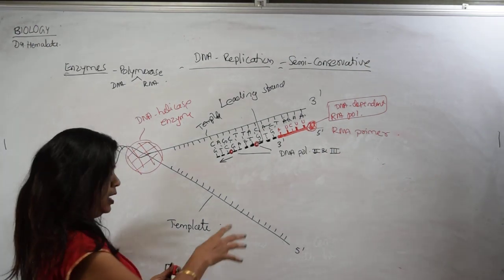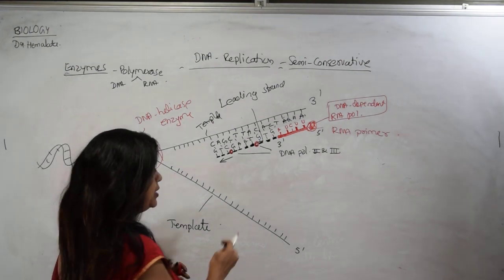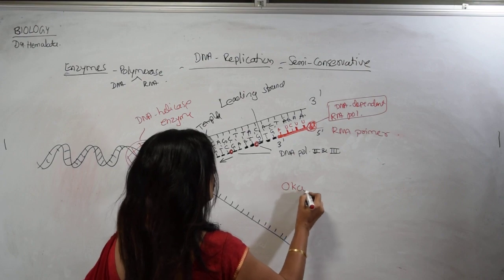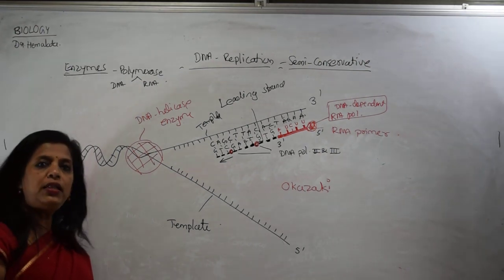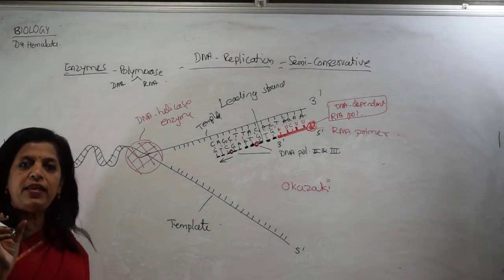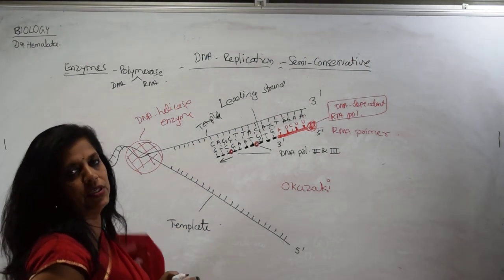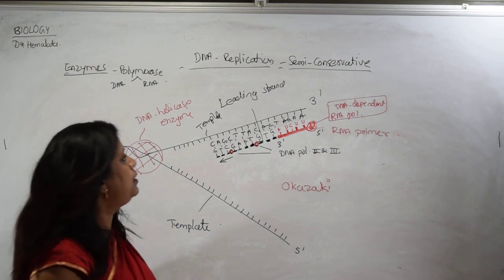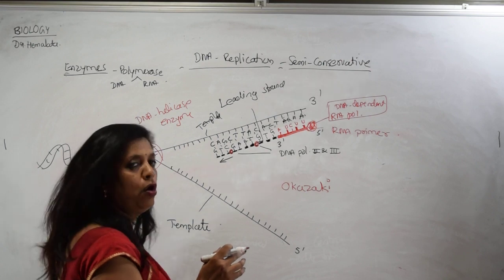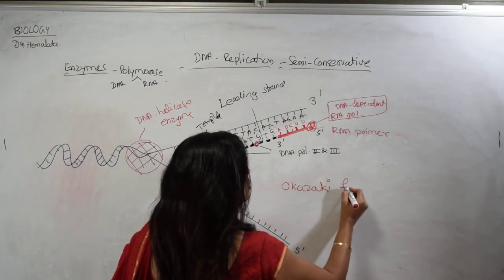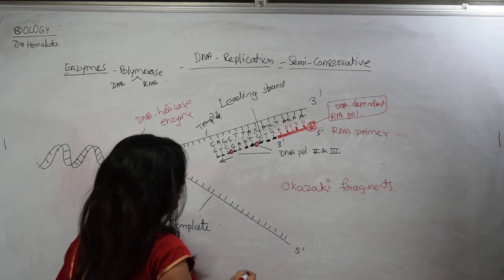What is that? For a long time it was not known, but later a scientist named Okazaki identified how exactly replication happens in this other strand. He found that there were some single-stranded DNA fragments present in the nucleoplasm. They will bind to this if they are complementary. These are very long DNA strands, and we call them Okazaki fragments. Okazaki fragments are nothing but DNA strands.